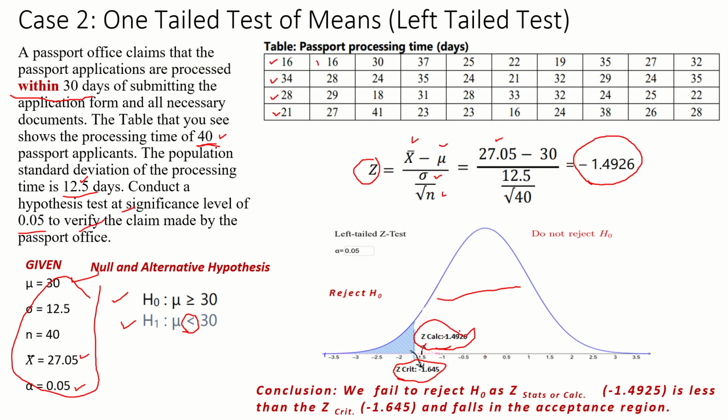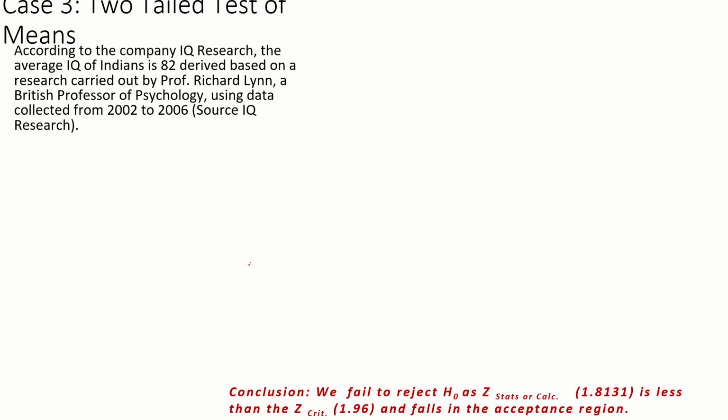Then we have to see another test of means; we are going to discuss another case. So we have seen the one tail tests: one left tail test and one right tail test. Now we are going to see the two tail test of means.